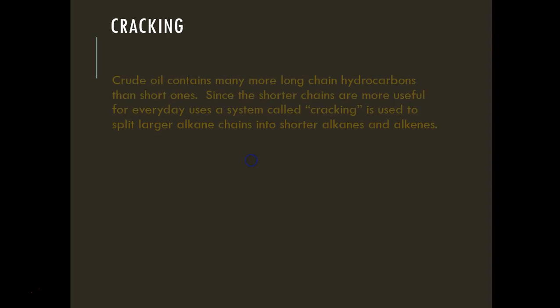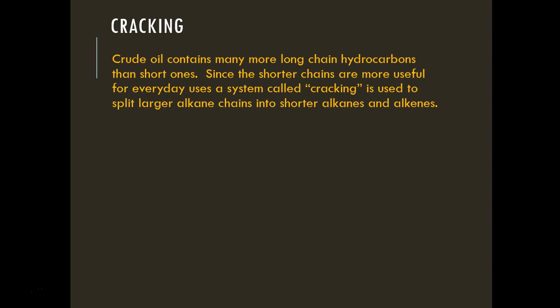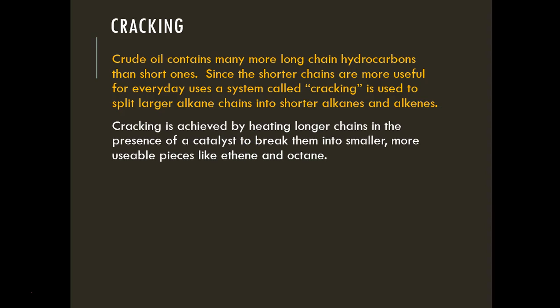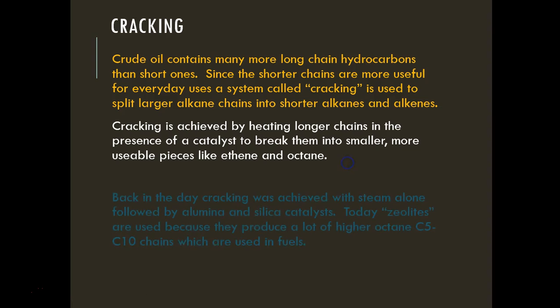All right, so cracking. Cracking is a technique used to break larger hydrocarbon chains into shorter ones. Now, like we said in the previous slide, the shorter chains are more useful for fuels and such, so they take the longer chains and crack them into smaller, shorter chains. Cracking is achieved by heating longer chains in the presence of a catalyst to break them into smaller and more usable pieces like ethene and octane. We know we can use ethene to make plastics, and octane is the greatest component of gasoline.